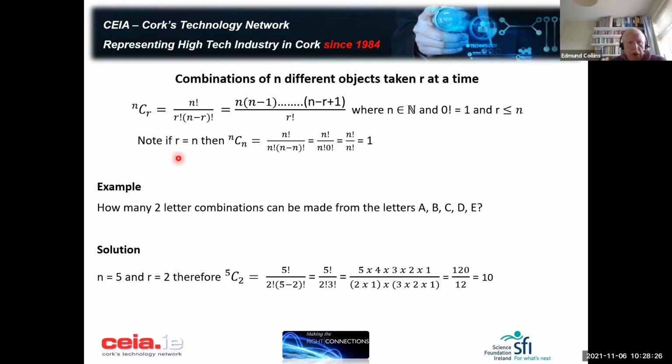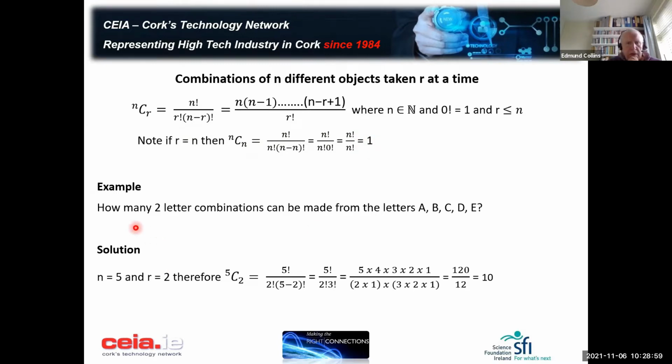So again, if we plug in r being equal to n, then the formula simplifies to factorial n divided by factorial n multiplied by factorial (n minus n). Again, this all simplifies out to actually 1. So that's interesting there, for r equal to n, it comes down to 1.